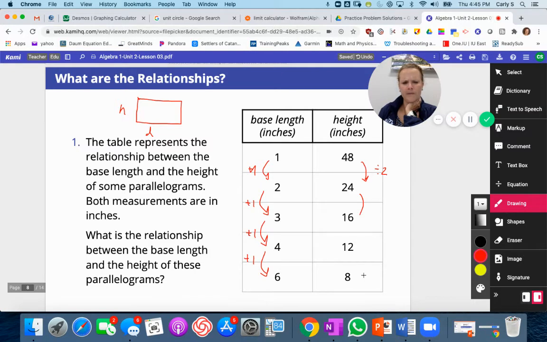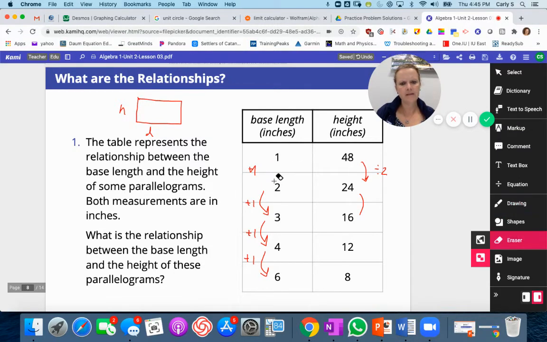Ooh, no. What is the relationship between the base length and the height? All right, let's erase that. I'm erasing. I wish there was a lasso button. Is this fun to watch? I think it's quite annoying.